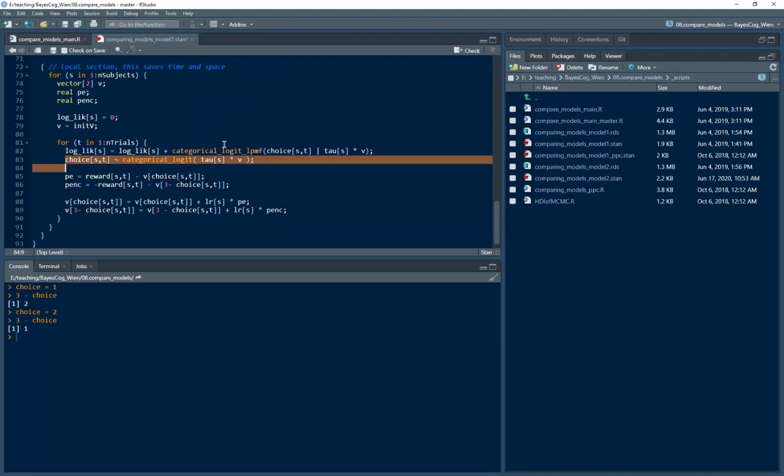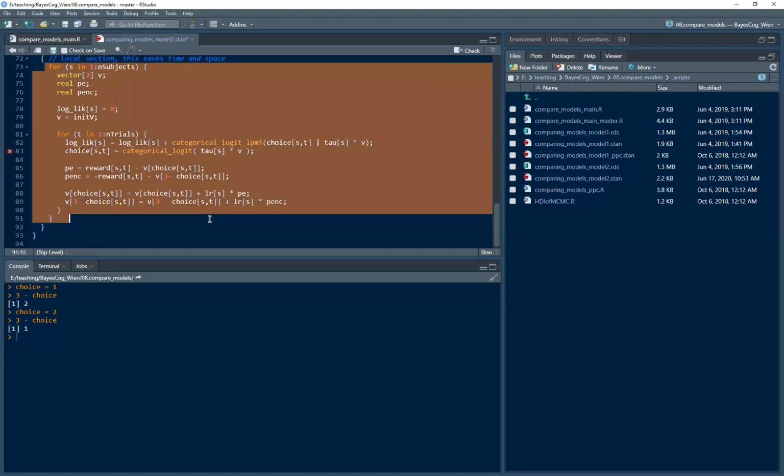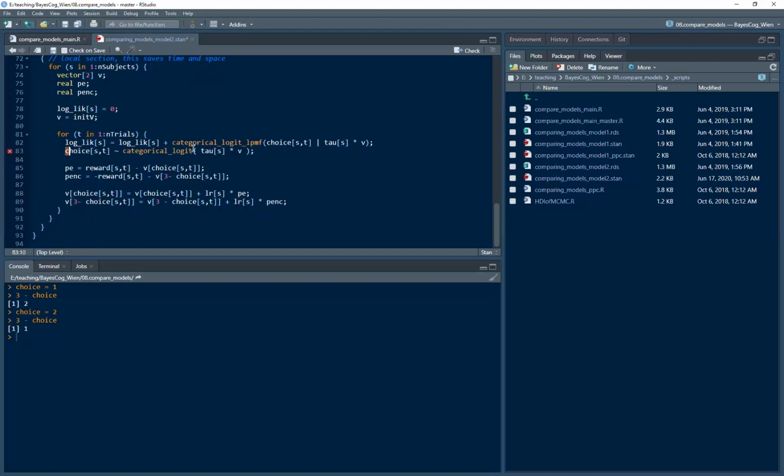So in the model block, we write something like this. Choice is distributed as categorical logit distribution with a softmax temperature multiplied by the value vector. This is what we have known, right? If you do it this way, there will be an error message saying that a sampling statement is not allowed in the generated quantity. So what I usually do is create a blank generated quantity block, and then copy the entire model part from the model block to the generated quantity block, replacing these sampling statements with the log likelihood calculation.